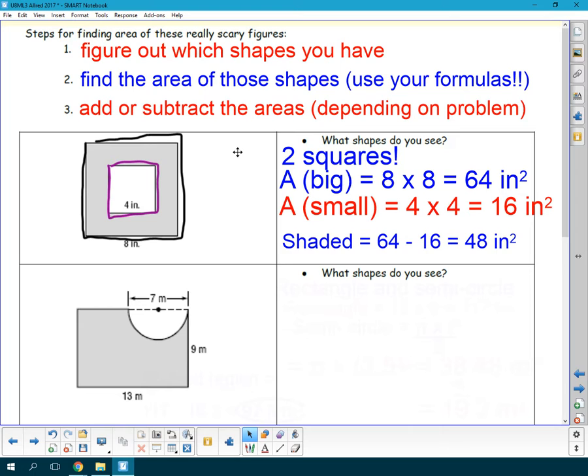It's the gospel truth. The area of that shaded square is 48 inches squared. So all I did is I found both the areas of the big square and the small square, and I subtracted the small one from the big one to find the area of the shaded region.